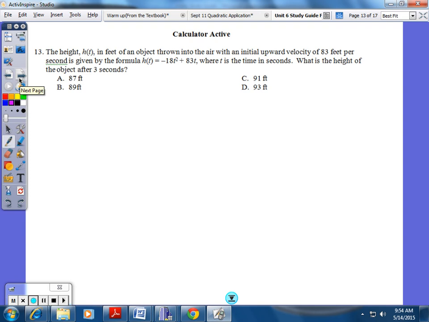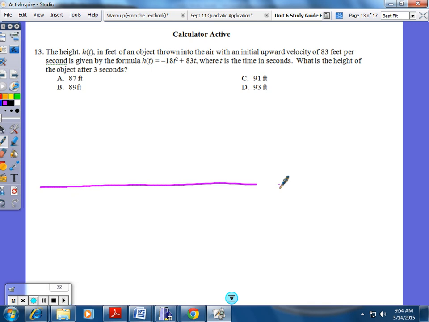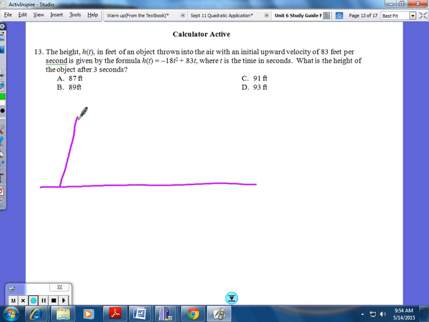Okay, number 13, they want us to find the height of the object after 3 seconds. You should always draw a picture when they give you an equation and they talk about throwing something in the air. That's called projectile motion. So if I shoot a rocket from the ground or throw something in the air, it's going to go up and eventually come down. That's a parabola with the negative first number. That's what that is. Okay? So they want to know what's the height of the object after 3 seconds.